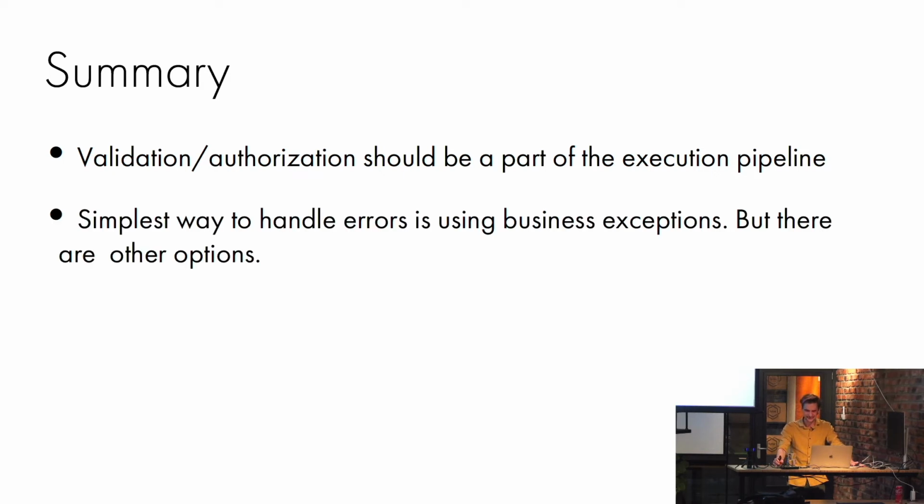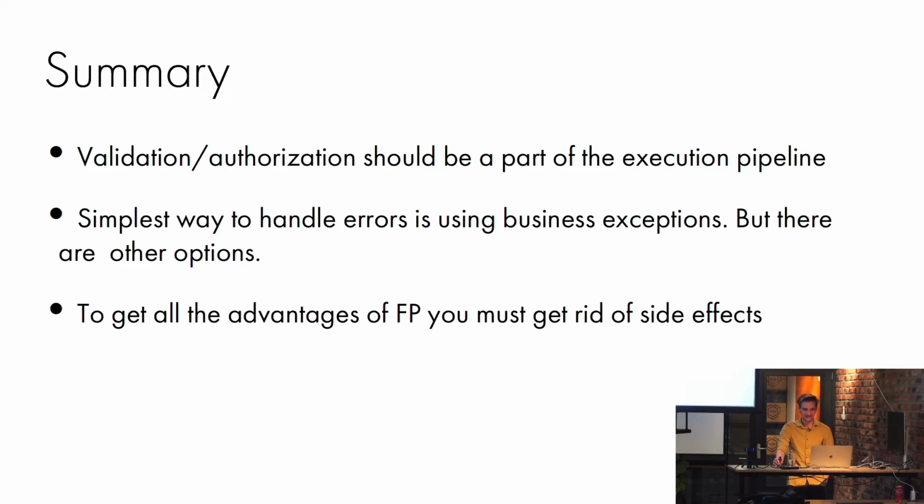Another thing is that the simplest way to handle errors in Java, C#, and this kind of languages is usually using exceptions in business applications. You can try to use fancy stuff like Result and so on, but I've never seen it looking good. It was always shitty. And as big a supporter of functional programming as I am, you shouldn't, please. Never a good idea. And to get all the advantages of functional programming, you must get rid of side effects and the use of external stuff.